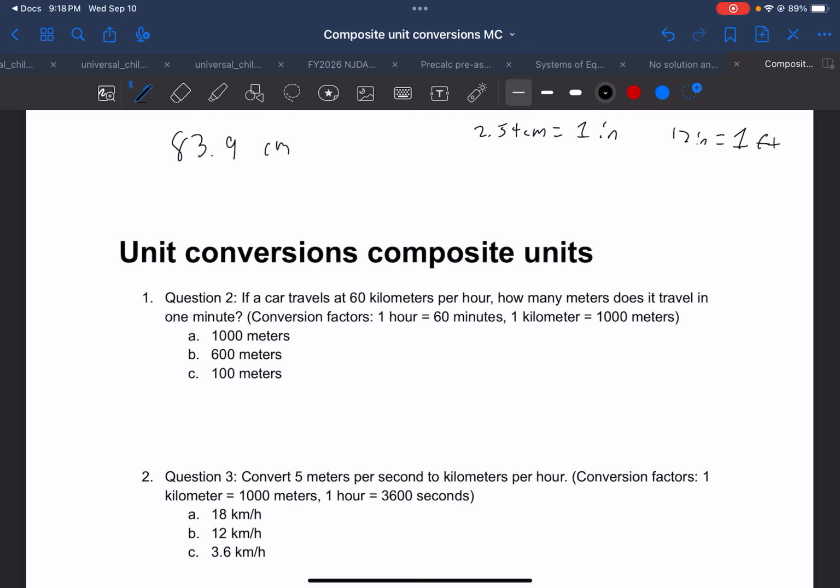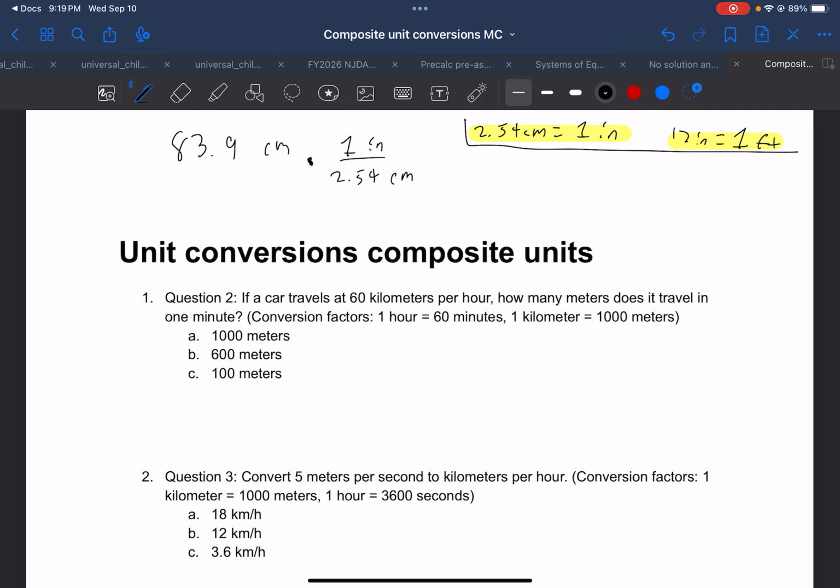So basically, your strategy to convert from centimeters to feet is to first use this conversion factor to convert from centimeters to inches, and then use this conversion factor to convert from inches to feet. So you are going to multiply 83.9 by a fraction. In order to get the centimeters to cancel out, those are going to go on the bottom. And then, since those go on the bottom, inches are going to go on the top. 1 inch goes on the top.